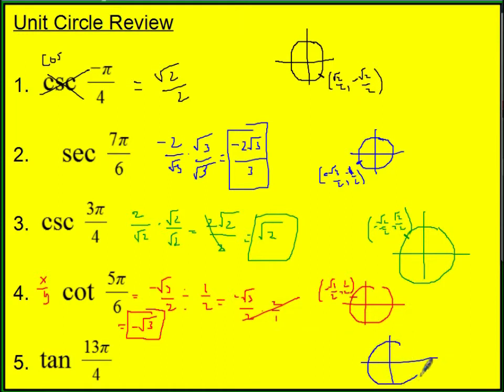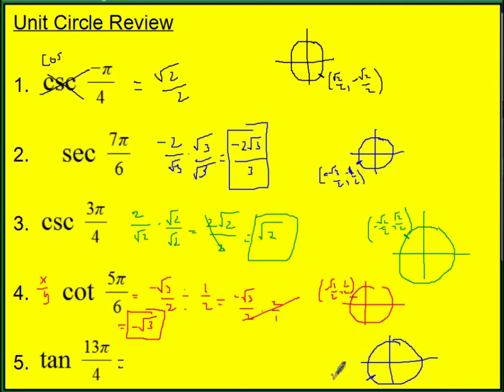This is one where I don't know where 13 pi over 4 is. It's not on the original unit circle we drew, but I can find it pretty easily. Counting on the pi over 4 circle, 1, 2, 3, 4, 5, 6, 7, 8, 9, 10, 11, 12, and there's 13. So that point is negative square root 2 over 2, negative square root 2 over 2, and tangent I know is the y divided by the x.